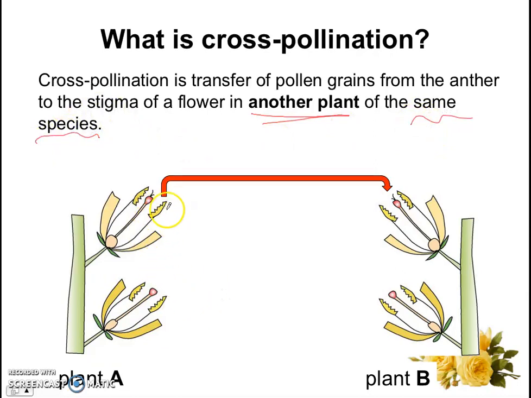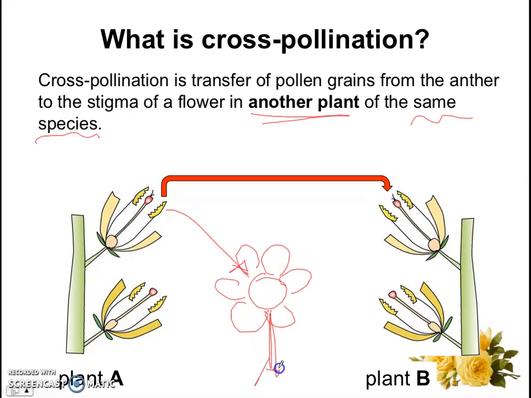Now, for example, if this anther produces pollen and it goes onto a flower of a different species, let's say like a sunflower, right? That is not counted as cross-pollination because this is a different species, so nothing will happen. This pollen cannot pollinate a flower of a different species. So this is actually an important part of the definition for cross-pollination.